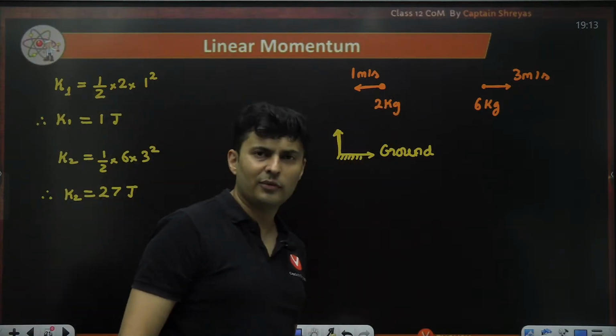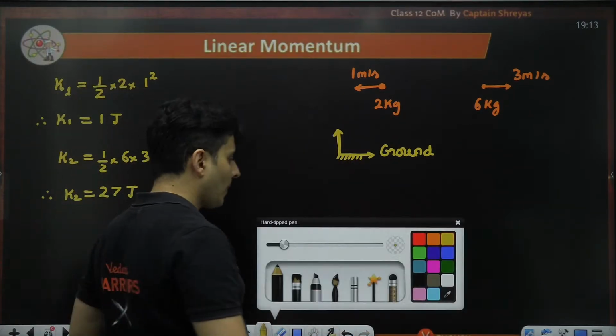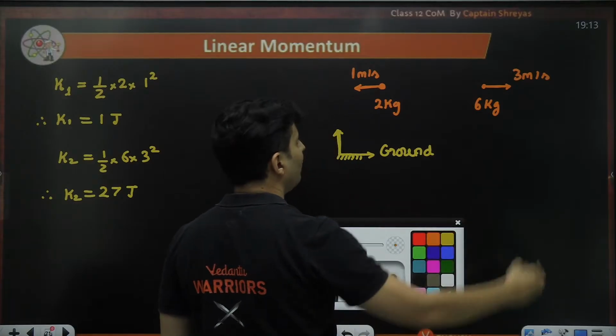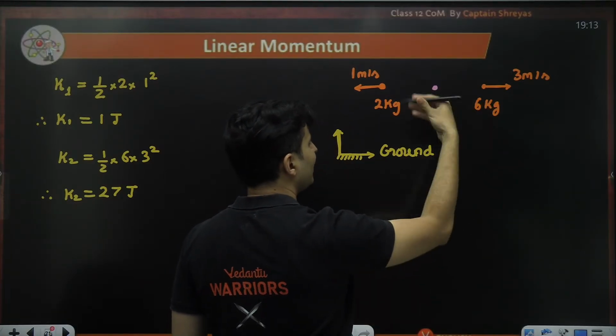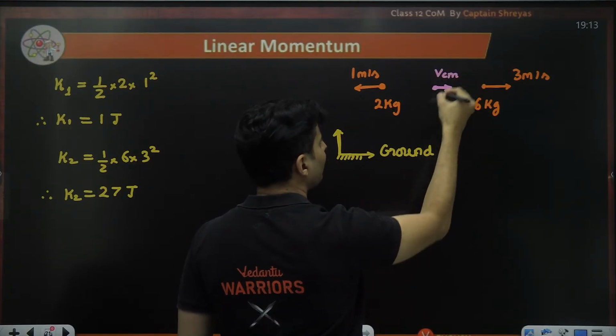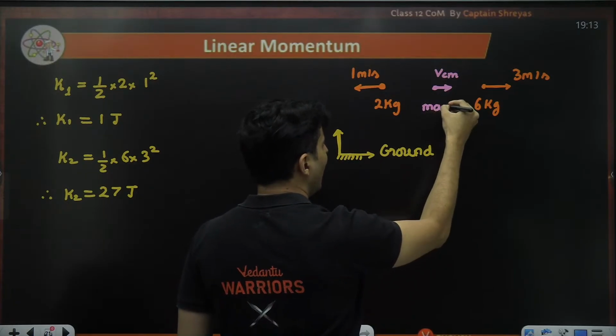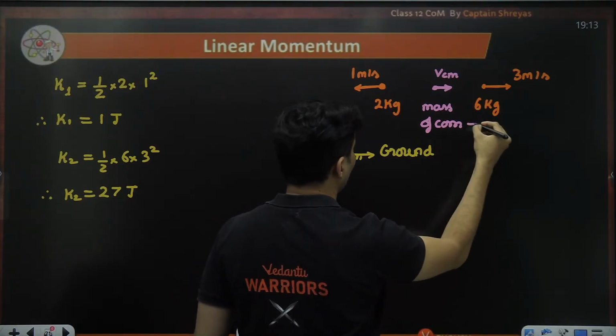Now let us also try to figure out what is the kinetic energy of the center of mass. Okay, where is the center of mass? The center of mass will be somewhere over here. The center of mass will be moving maybe like this. This is VCM. What is the mass of the center of mass? I'm not asking you the location.